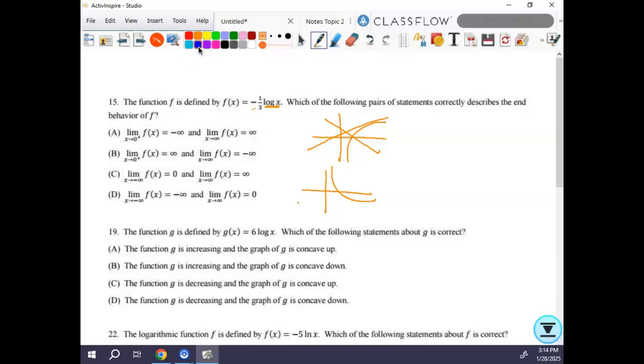Once again, x cannot head to negative infinity. It gets stopped by 0, so it's A or B. And as x approaches 0 from the right, y is approaching infinity, so I think I like B. And as x approaches infinity, y approaches negative infinity, so I definitely like B.